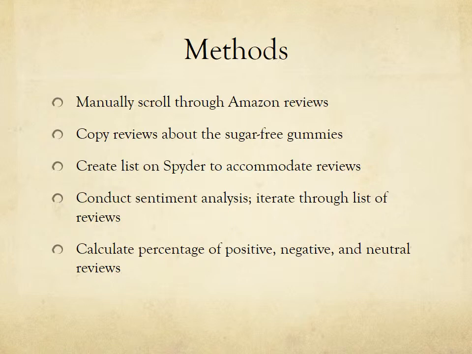What I ended up doing is scrolling through all of these Amazon reviews, both for the sugar-free gummy bears, which had about 3 pages of reviews, and for those who posted on the regular 5-pound bag thinking that it was the sugar-free version. So I copied and pasted these into a list on Spyder, and then I iterated through each string in that list and conducted the sentiment analysis on it. After that, I calculated the positive, negative, and neutral reviews from that.